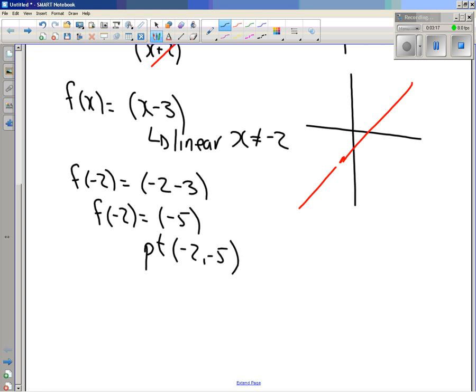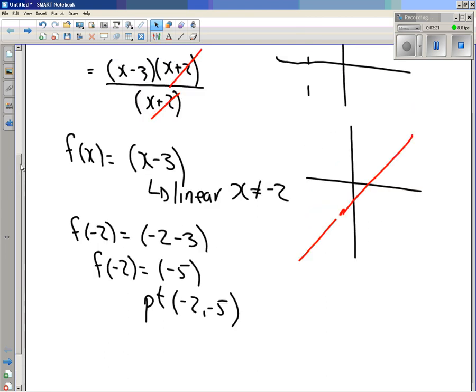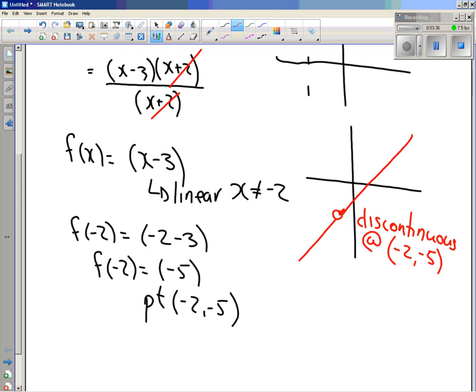Okay, but we can't have that point on our line because x can't equal -2. So what we'll do is we'll draw a little circle, and we can say discontinuous. Discontinuous at the point -2, -5.